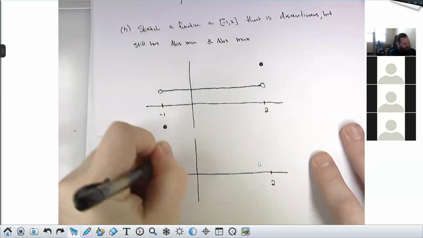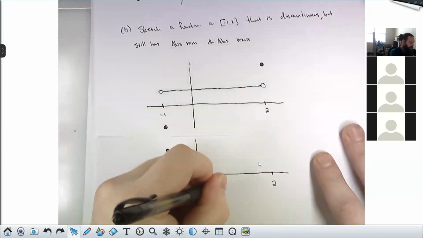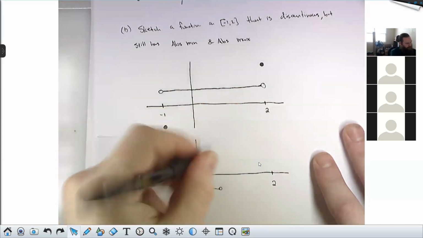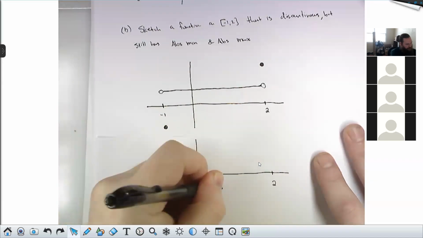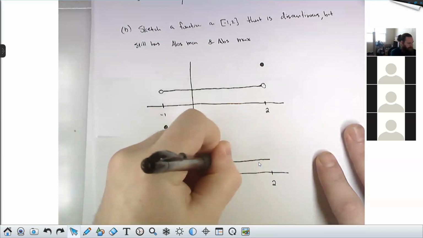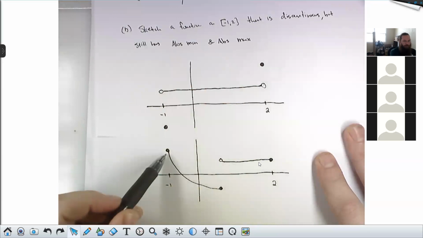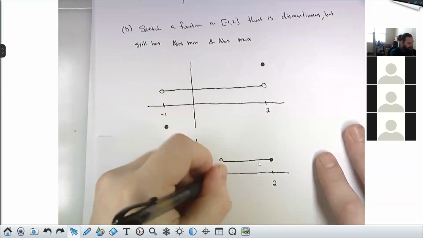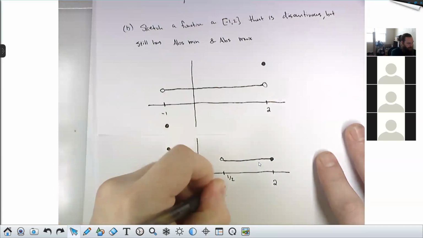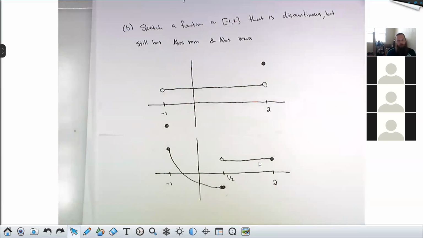I could do something like this. So there's your absolute max. Actually, let's do it like this. There's your absolute min. Okay, so here the absolute max is here. Maybe I'll mark this as 1/2. The absolute min is down here. This function is discontinuous, but it still has an absolute max and an absolute min.